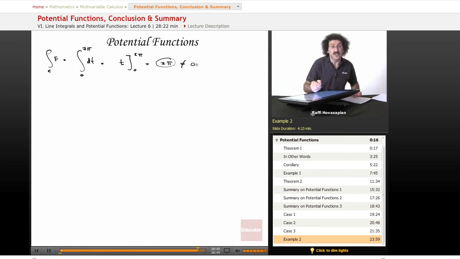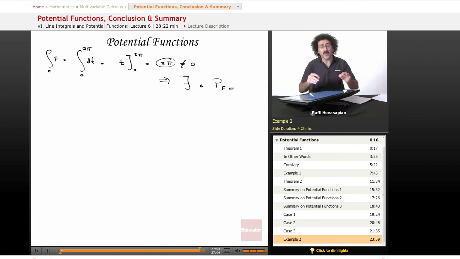2 pi does not equal 0. This implies that there does not exist a potential function. There does not exist a potential function for this particular vector field on this particular open set, the plane with the origin deleted. If it were equal to 0, then we can conclude that a potential function exists. In this particular case, a potential function does not exist for this vector field.